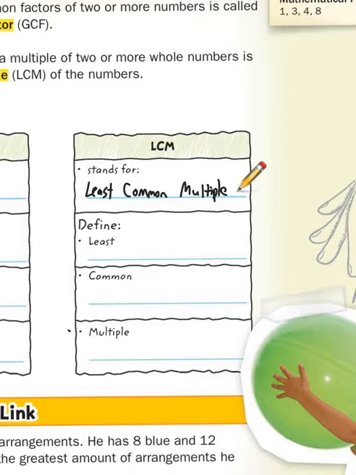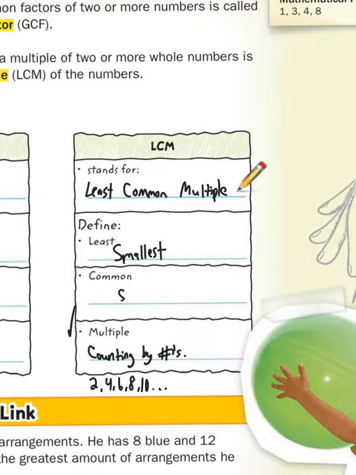First off, let's start down here with multiple. Multiples, I call them counting by numbers. Okay, so for example, multiples of 2 are counting by 2 numbers, 2, 4, 6, 8, 10, etc. They are multiples of 2. So counting by numbers are multiples. Now, least means the smallest. And common, as we talked about yesterday, means the same. So if you have 2 numbers, the least common multiple would be the smallest counting number that they both have. That's the same for both of them.